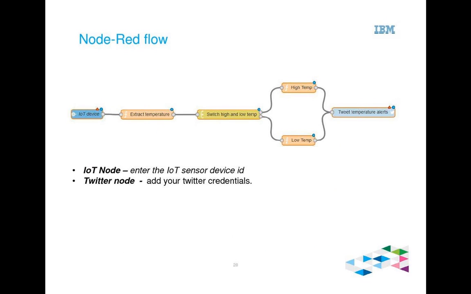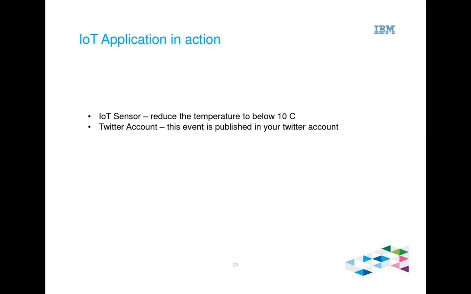Now, having this set up, I am going to decrease the temperature to below 10 degrees centigrade, and I will see that this event is getting published to my Twitter account. Let me go on to my browser. I will start sharing it. And if there is a delay, please interrupt me so I can give an appropriate amount of pause.